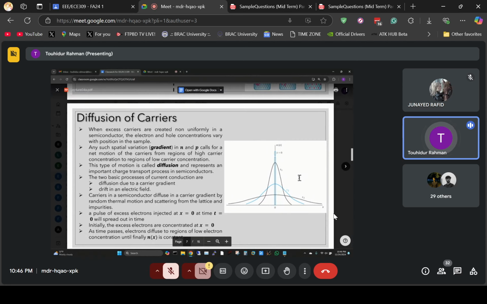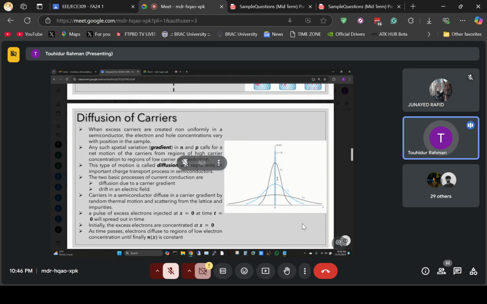In this particular case, we only consider the diffusion. As a result, because there is no recombination, the total number of particles must be constant. Because we do not have recombination, we do not lose any carrier. So the total number of particles must be constant. That's why, and plus we have diffusion.